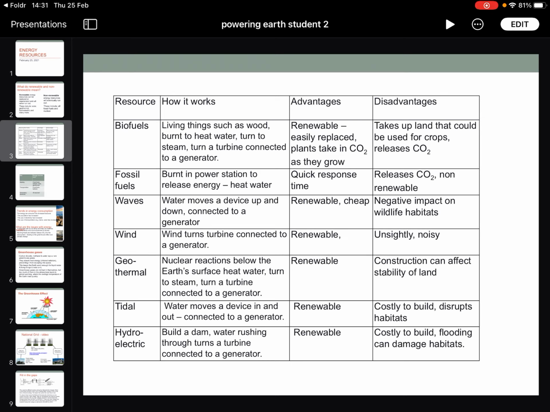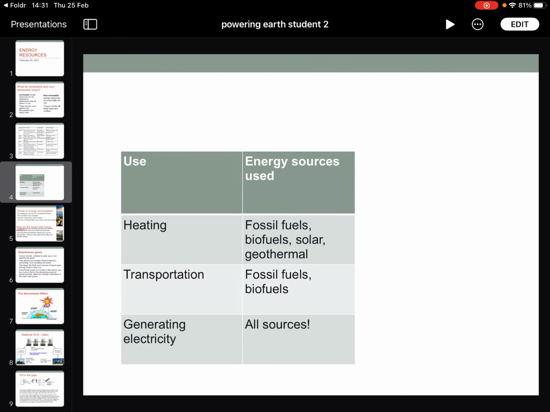So that was me talking through a lot of information in a short period of time. So this is 3 different uses of different energy resources and what is currently being used. Currently we use for heating fossil fuels, biofuels, solar and geothermal. Transportation, we tend to use fossil fuels and biofuels. Generated electricity, no real surprise, all of the above.